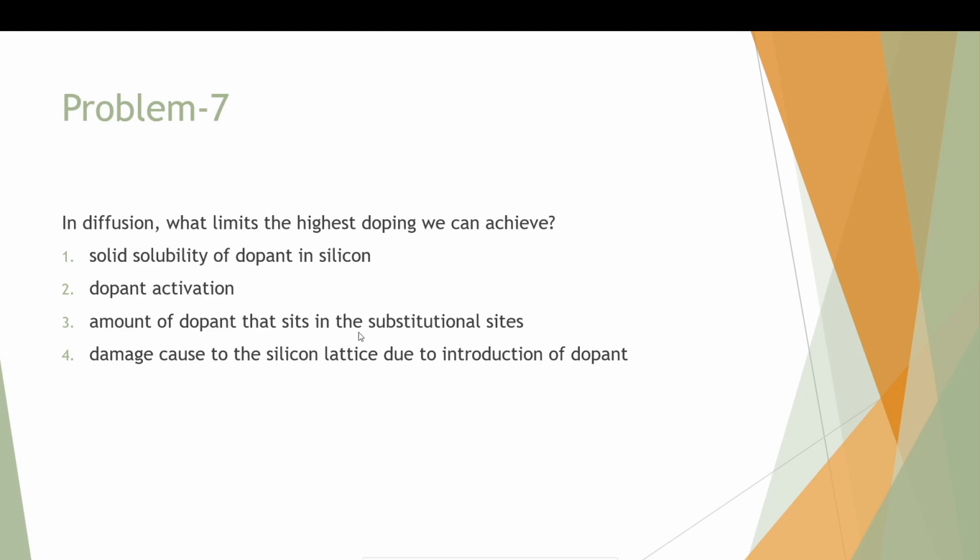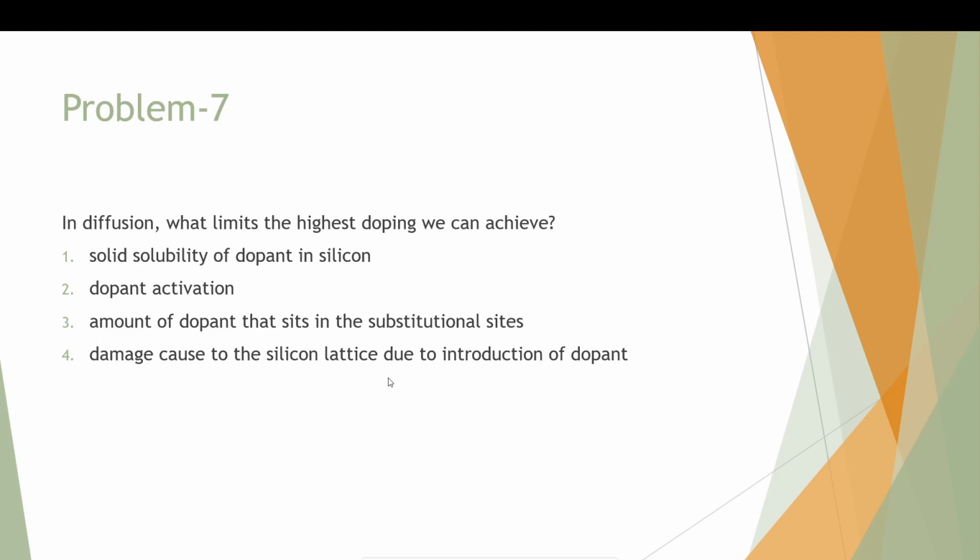The third option is the amount of dopant that sits in substitutional sites. For some reason, they have not said that this is the correct option, probably because we can do some post processing to make sure that it sits in the substitutional sites once it is deposited, like say anneal it. Dopant activation takes care of all these things. So how much dopant is active will tell the amount of doping that we get.